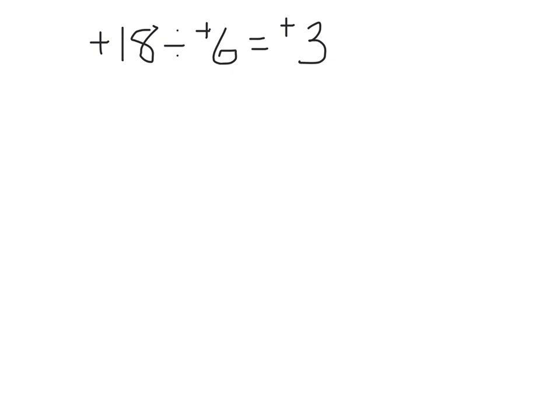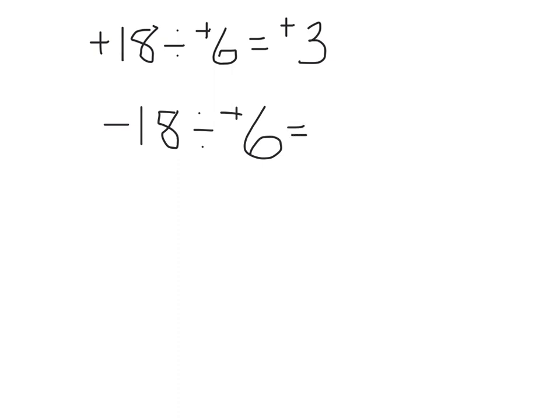Let's take a look at an example. So we have 18 divided by 6 equals 3. We're used to doing division problems like this. It's pretty straightforward. They're both positive. The answer is going to be positive. But let's take a look at when we have negative 18 divided by a positive 6.